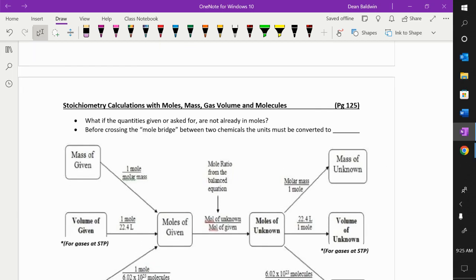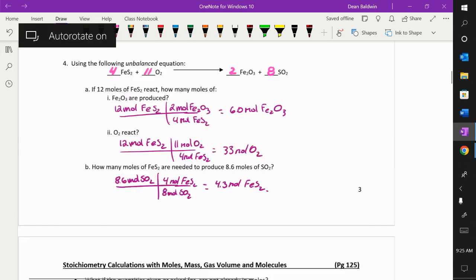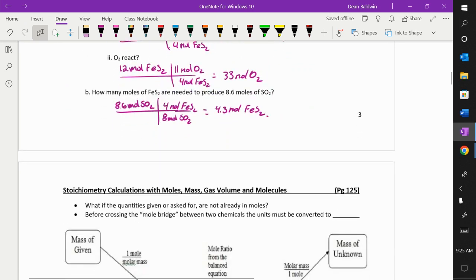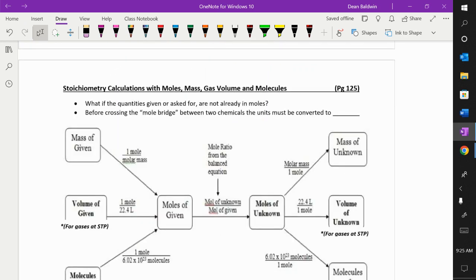So we're dealing with moles. That's what we've been dealing with. Well, we dealt with yesterday. All right. We're given a certain number of moles. We want to know the certain number of moles produced. The reality is you're not always given moles. Okay. So what if they're not already in moles?